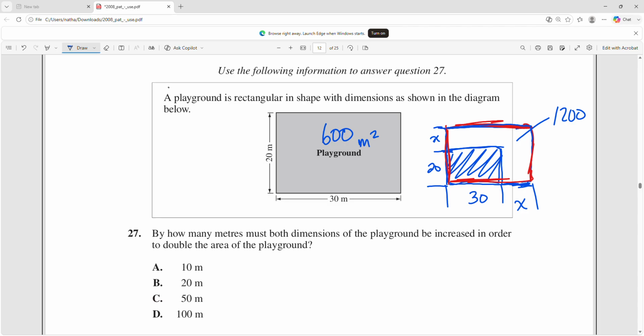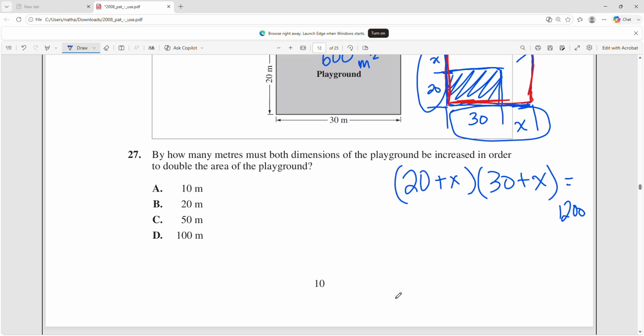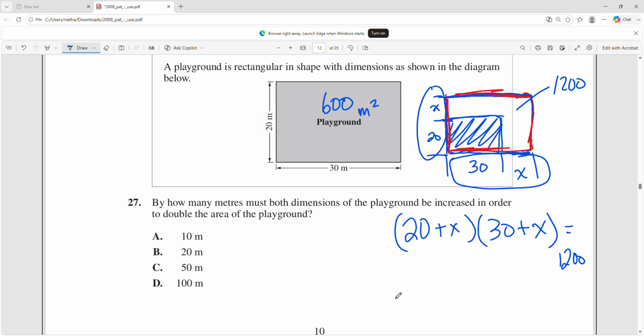To get the area of a rectangle, we take this side times that side. This is 20 plus X. We don't know what it is, but we're going to say it's 20 plus X times 30 plus X is equal to 1200.